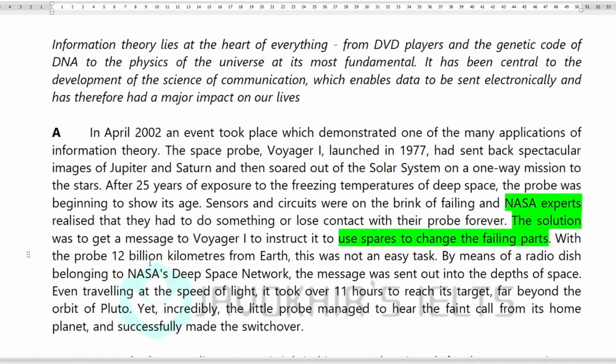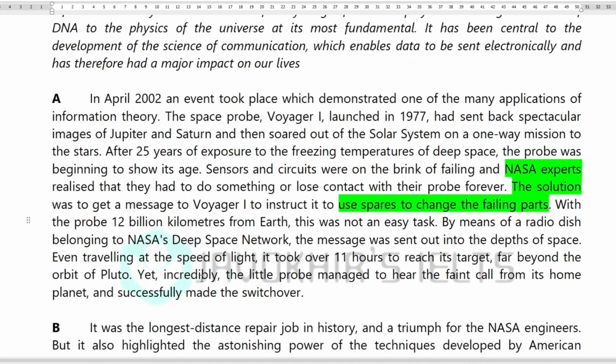With the probe 12 billion kilometers from Earth, this was not an easy task. By means of a radio dish belonging to NASA's Deep Space Network, the message was sent out into the depth of space. Even traveling at the speed of light, it took over 11 hours to reach its target, far beyond the orbit of Pluto. Yet, incredibly, the little probe managed to hear the faint call from its home planet and successfully made the switchover. So an event took place which demonstrated, so they're showing some sort of a process.